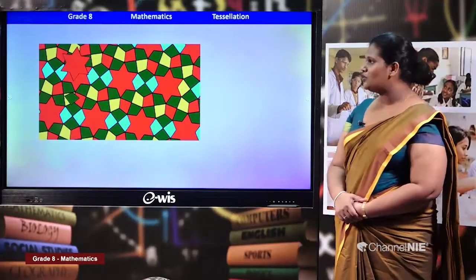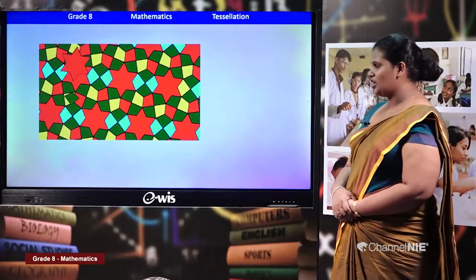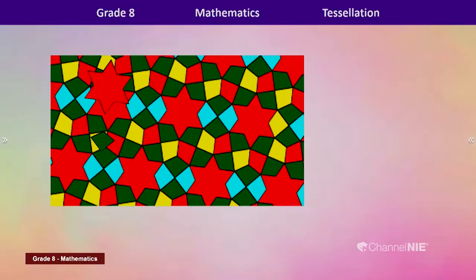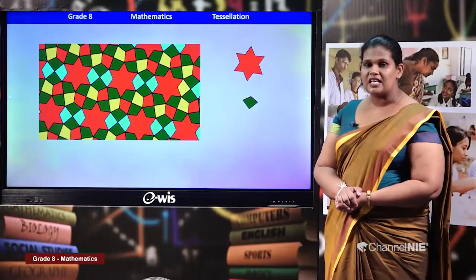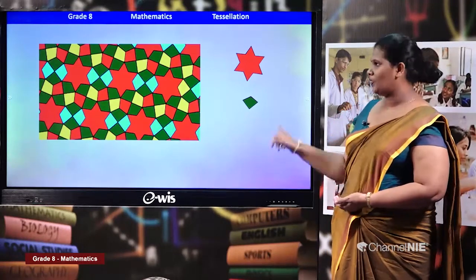Right. Now have a look at this one. Now what are the shapes you can notice here? We'll take one by one. Right. Now it's a rectilinear plane figure. It's like a star, isn't that so? They have colored it in red color. The other shape we can see here is quadrilaterals. Right. Here we have used two different types of shapes. Therefore, we can say this is also an example for semi-pure tessellation.